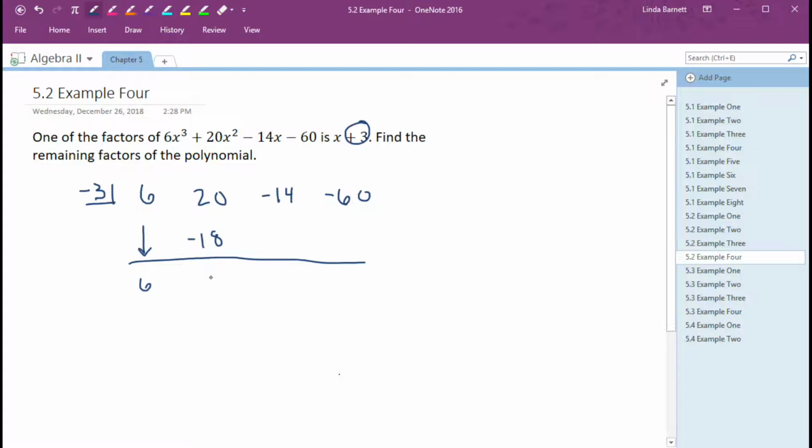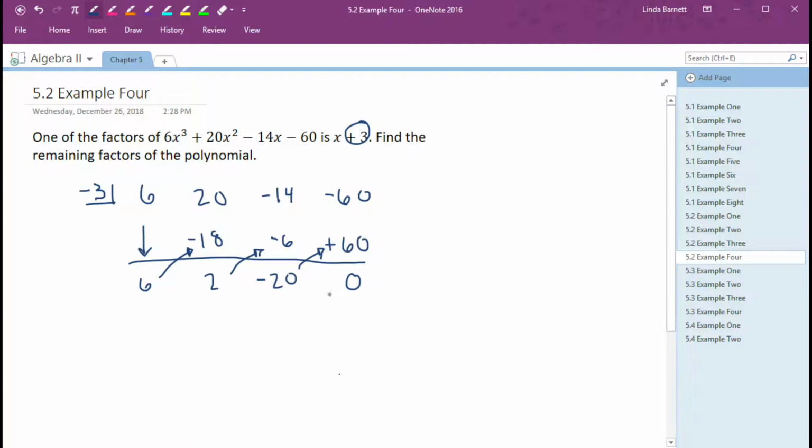20 plus a negative 18 is going to be a positive 2. And I write that up there. Negative 3 times 2 is negative 6. Negative 14 plus a negative 6 is negative 20. Negative 3 times negative 20 is positive 60. So when I add these together, I get 0.